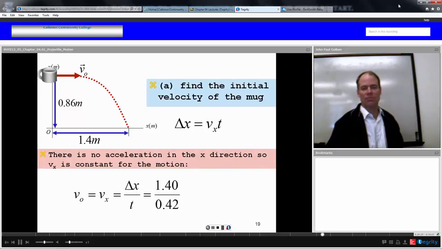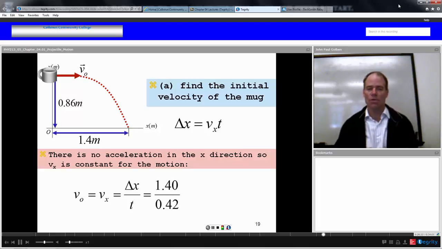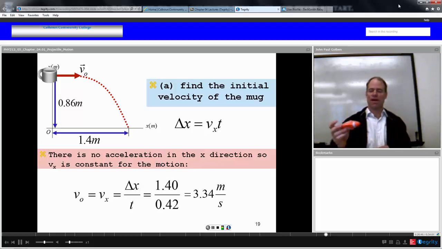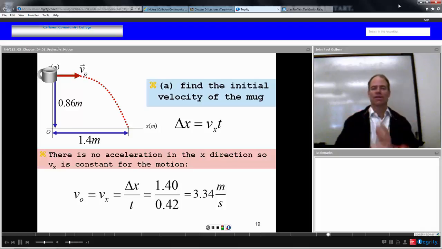So our x velocity will equal our displacement divided by time in the x direction. 1.4 meters divided by 0.42 seconds. 3.34 meters per second. So for all that time, we were moving at constant velocity in the x direction, 3.34 meters per second, and that must have been our velocity when we left the counter, 3.34 meters per second. We had no velocity in the y direction. All our velocity was x direction, and it was 3.34 meters per second.